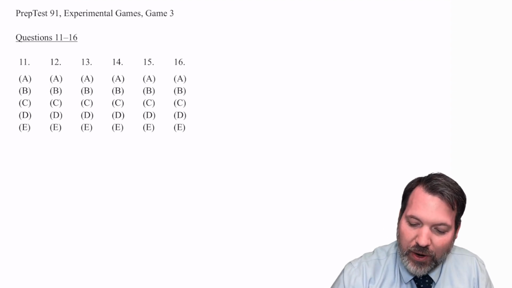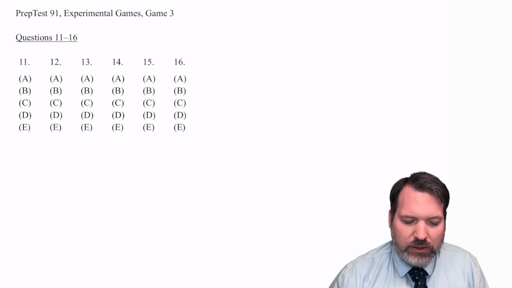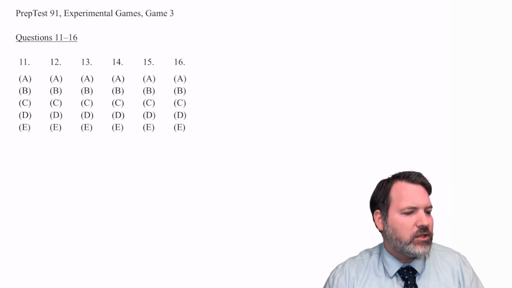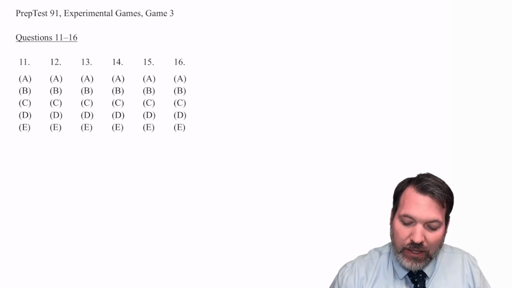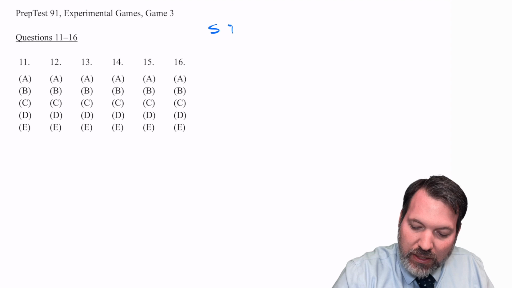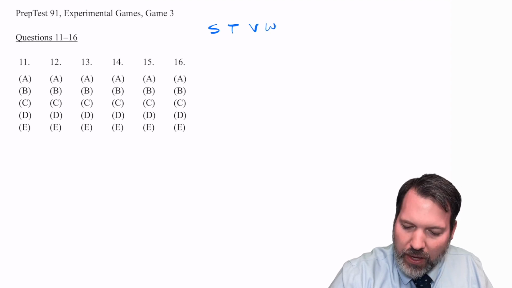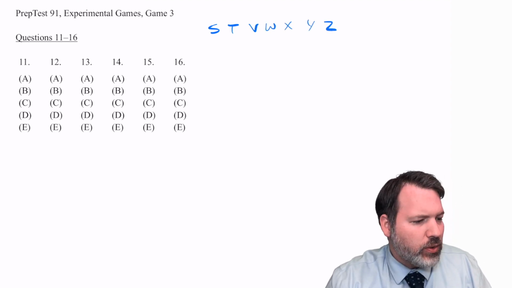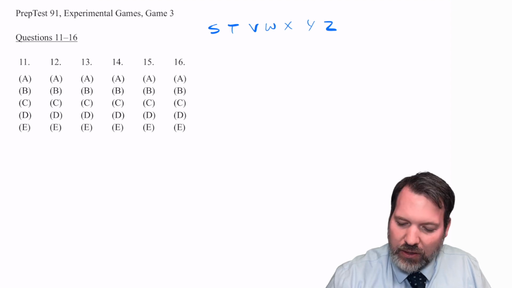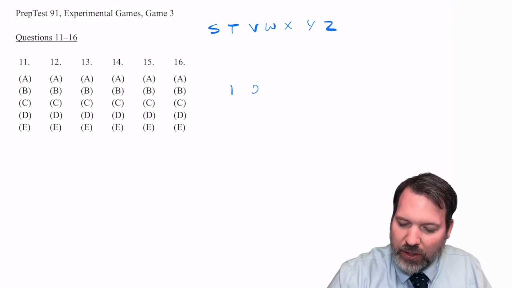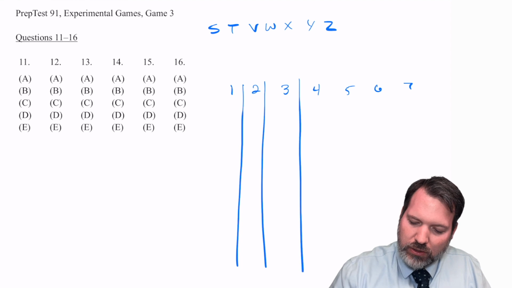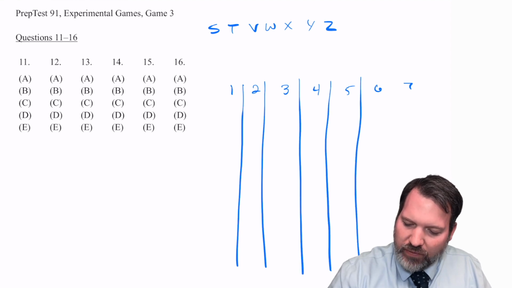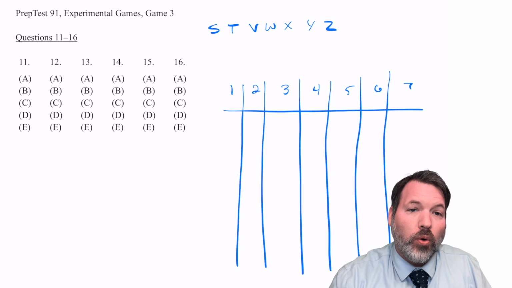PrepTest 91, experimental game section, game 3, questions 11 through 16. Here we go. An industrial electrician attaches exactly 7 components, designated S, T, V, W, X, Y, and Z to a circuit board in exactly 7 consecutive steps. All right, love it. I'm already thinking this is a one-to-one order game, right? It looks like we've got 7 components for 7 spaces. And so let's set up an order diagram.